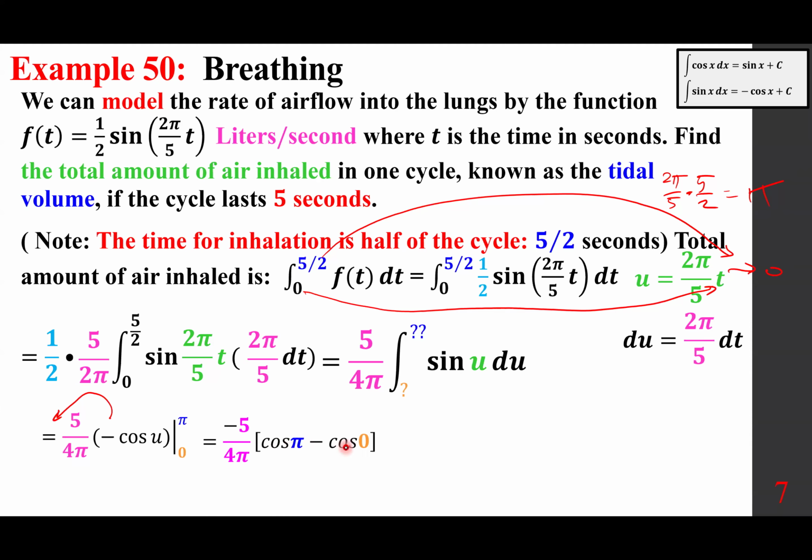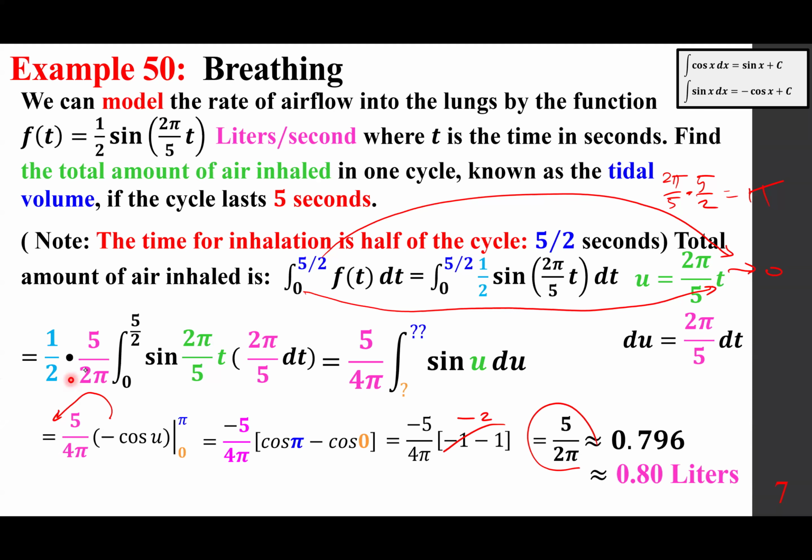Cosine of pi is -1. Cosine of 0 is +1. So -1 minus 1 makes it -2. Times -5 over 4 pi, it's +10 over 4 pi, or 5 over 2 pi. This is an exact answer, roughly 0.796, or 0.80, depending upon how many decimals they ask you. This was liters per second. That was the rate. This must be in liters. Units are extremely important in applications.